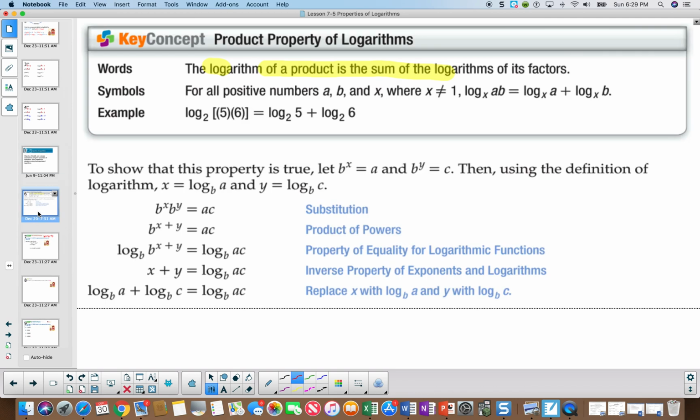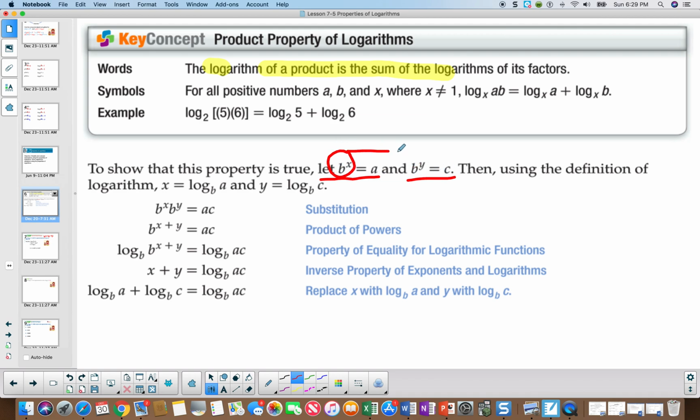Let's go ahead and take a look at our first property. First, let's go through this process here to discover the property, and then we'll discuss it a little in more detail. Okay, so right now we're going to say a is equal to b to the x, c is equal to b to the y. So we're going to multiply these two, that's going to be right here, and we're going to multiply these two, and that'll be on the other side because they're equal to each other.